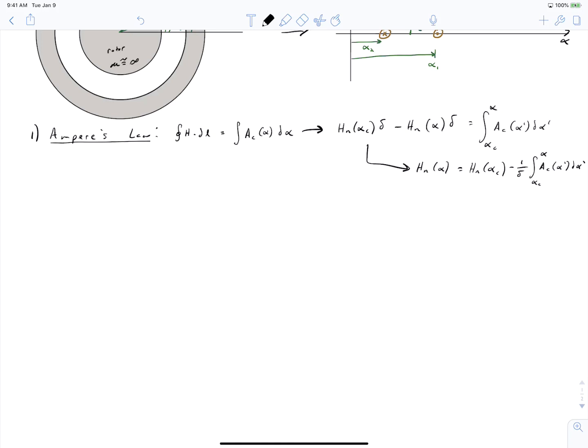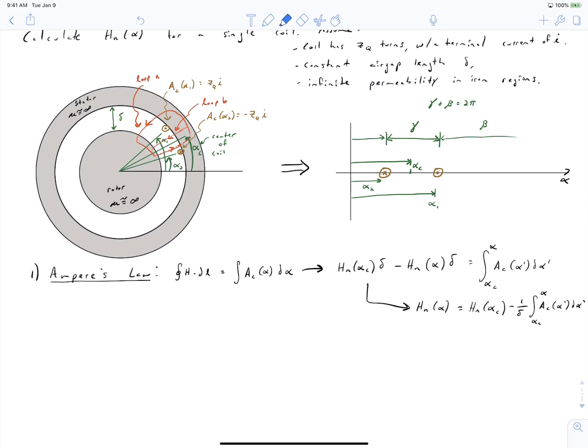So we have two cases to consider based on where alpha is. Is alpha in this region here? That's case 2. And case 1 is if alpha is out here somewhere. So loop A versus loop B. Loop A corresponds to if alpha is out here somewhere, and loop B corresponds to if alpha is in here within the conductor, within the coil.